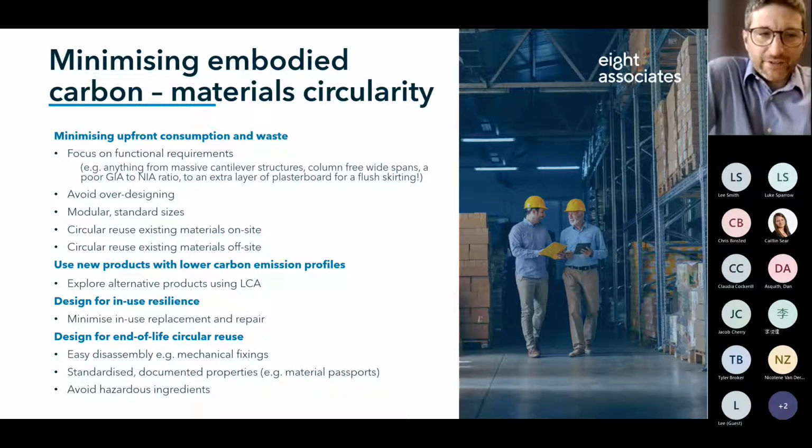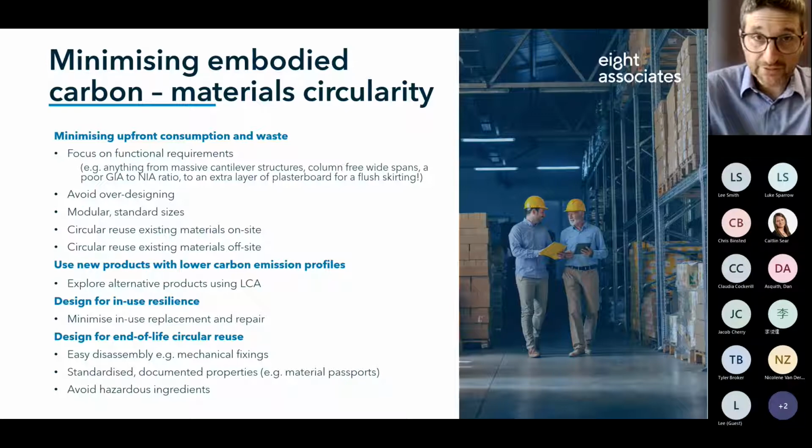Then the next point there is picking products with lower carbon emissions or lower carbon profiles in the first place. And I have put that second because I think reducing consumption is the harder thing, but the clearer and more effective thing in many cases. And then after that, you should be looking at picking materials with lower carbon emissions. So exploring alternatives, using LCA, using EPDs to find product alternatives which are going to be beneficial.